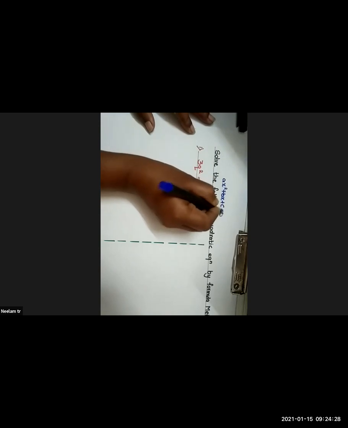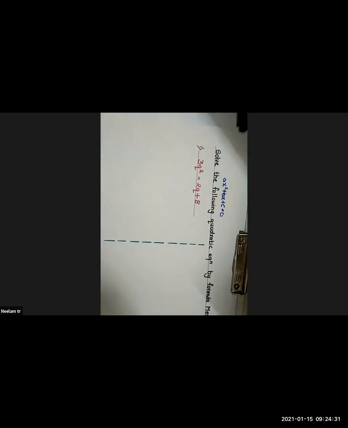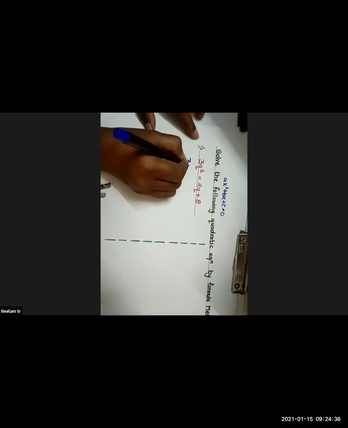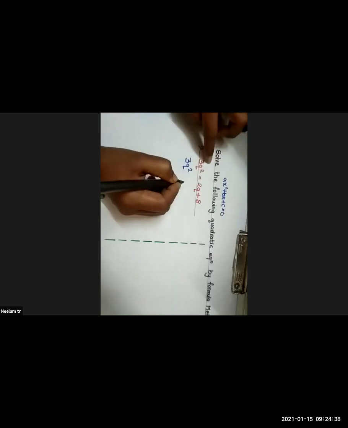As I know, my standard form is ax square plus bx plus c is equal to 0. This is my standard form. I know it very well. So what I'll do, 3q square, I'll take it to the left hand side. It will be minus 2q. When plus will come to the left hand, it will become minus 8 is equal to 0. Okay, now this is my standard form of quadratic equation.